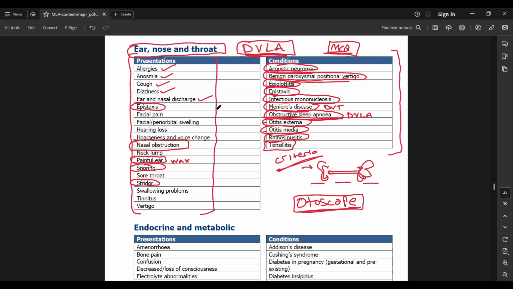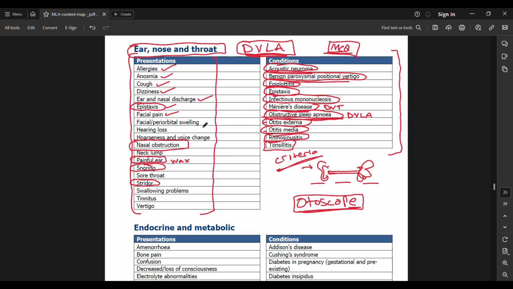Also, make sure you know about basal skull fractures. That could show up as ear discharge as well. Nasal discharge as well. You've got your epistaxis. That's very self-explanatory. You've got your facial pain. Could show up as Ramsay-Hunt syndrome. Okay, so that's very important in the case of ENT.